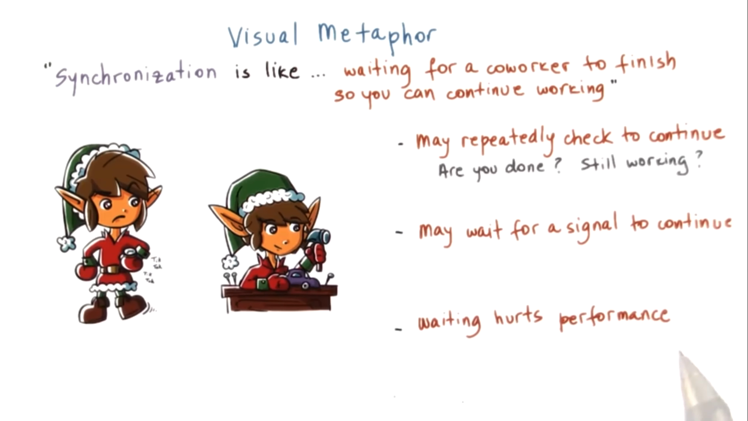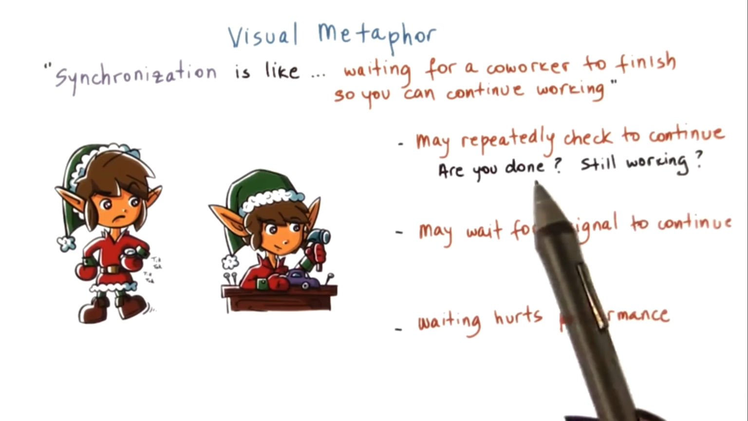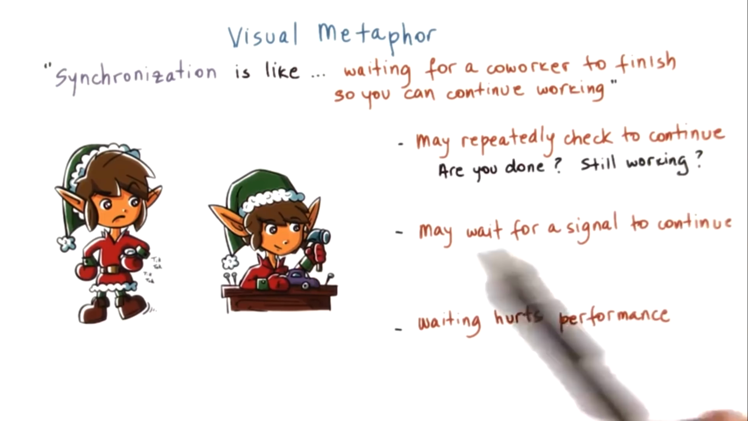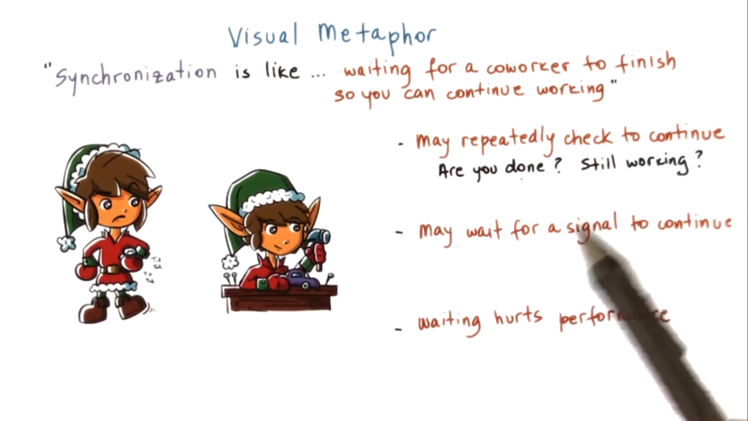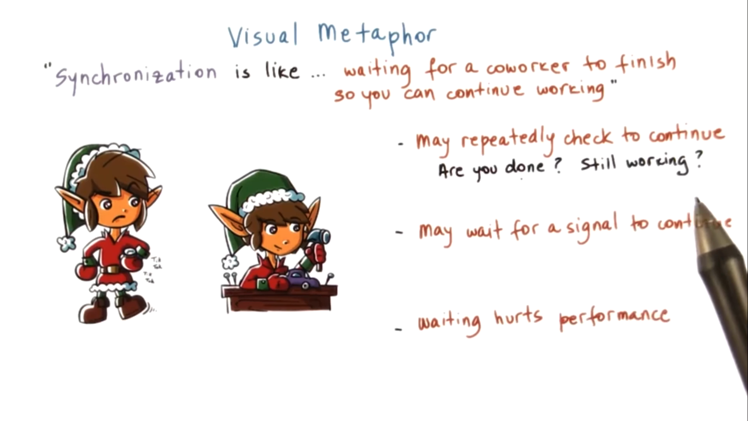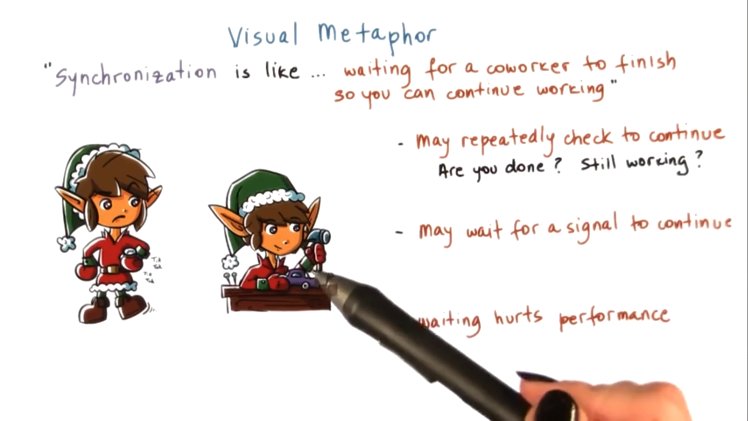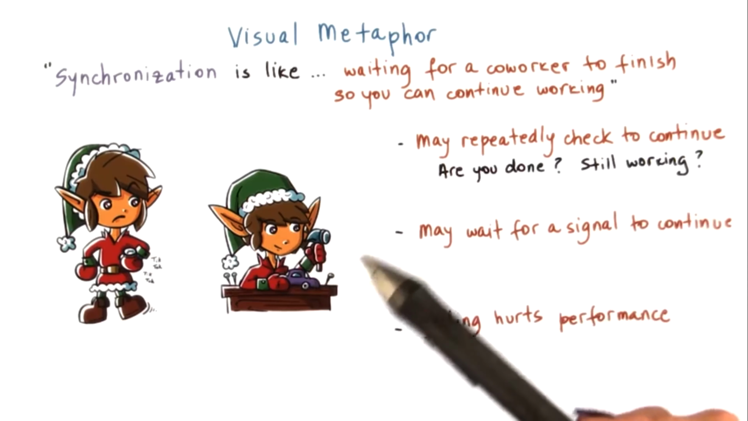For instance, the elf may repeatedly check the other elf whether it's completed the work, asking questions like, "Are you done now? What about now? Are you still working?" This can have a negative impact on the elf that is working because it will delay its processing. He will be annoyed.